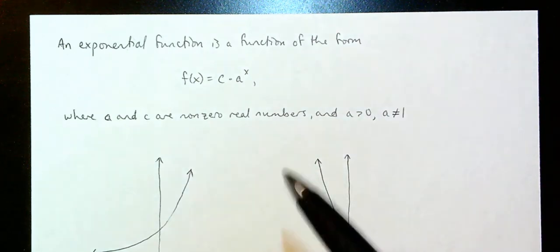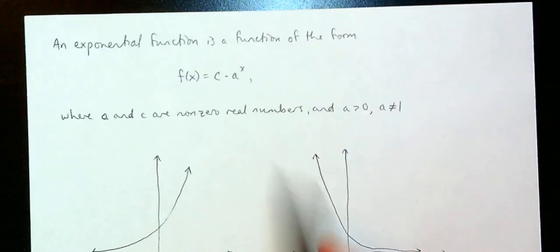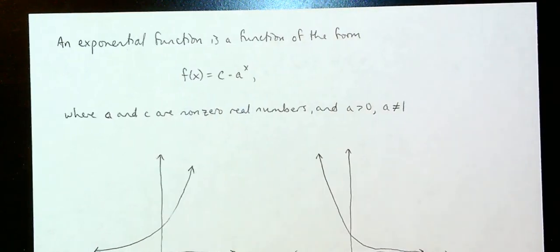a and c are non-zero real numbers, but also a has to be a positive number that is not equal to 1. It's very, very important that a is positive and not equal to 1. If a was equal to 1, then if we raised 1 to any power whatsoever, we would just get 1. And our graph would not look like what we're going to see very shortly. So this is the exponential function. This is the general form of it.